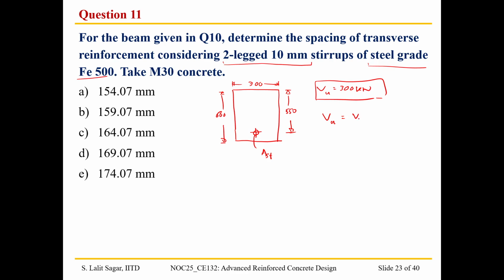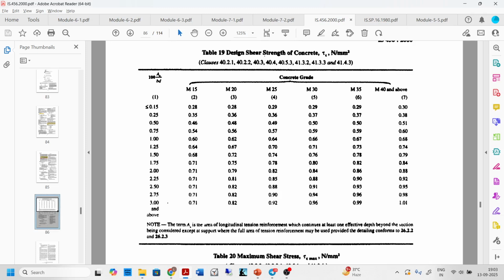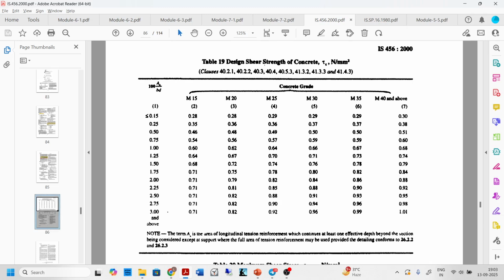VU is equal to VUC plus VUS. VUC is the contribution from concrete, and VUS is the contribution from the shear reinforcement or the stirrups. So how do you find out VUC? VUC is equal to tau c into BD. Tau c, as I already showed earlier, comes from table 19 of IS 456.